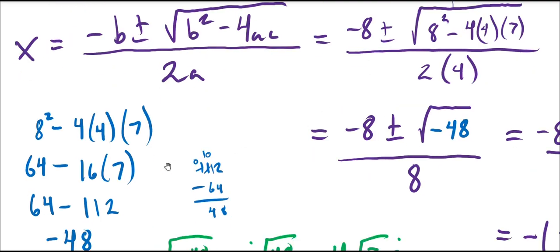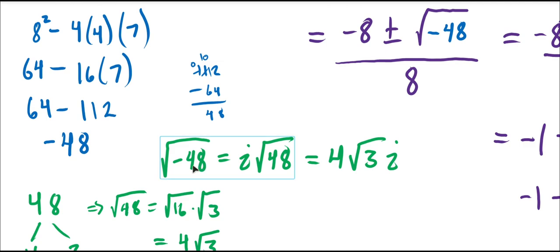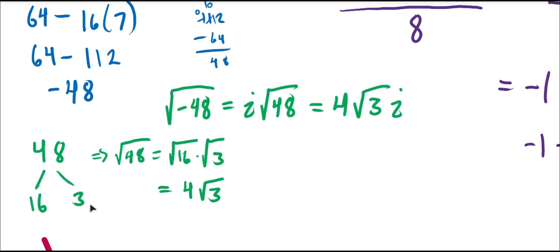Now, again, I'm going to evaluate the discriminant. Over here is some scratch work. We have 8 squared minus 4 times 4 times 7. That's 64 minus 16 times 7. 16 times 7 is 112. And so this difference turns into negative 48. We're going to need to simplify that, and it's a negative under the radical, and it has squares in its numerical part. So the negative turns into an i that we can pull out, and 48 is actually 16 times 3.